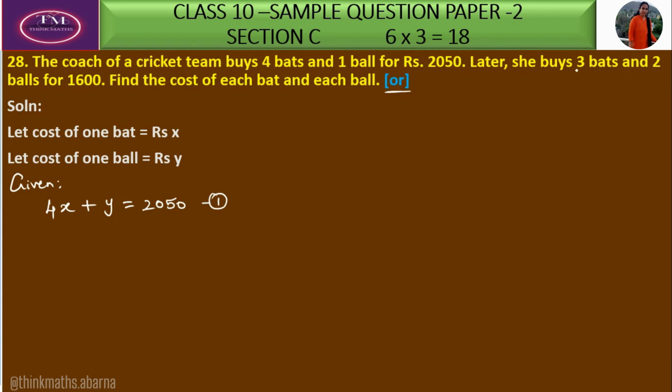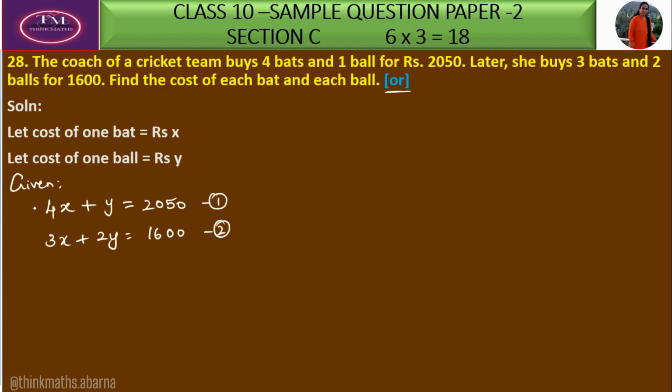Later she buys 3 bats. So it is 3 into x, so 3x. How many balls? 2 balls. So it is 2y equal to 1600. So you can solve this equation to find x and y. You can use any method, substitution method or elimination method. So I am going to use the elimination method.